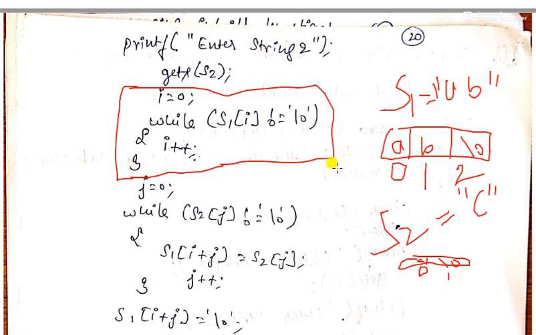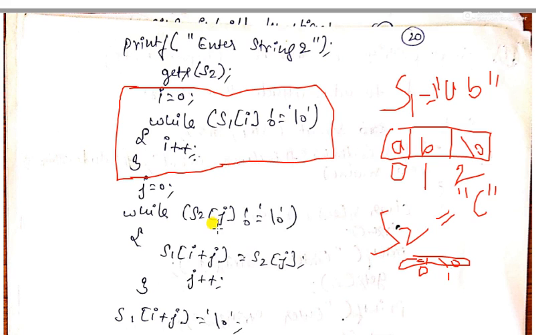First it will be 0, not equal to null character, then the value will be incremented to 1. So s1 of 1 is not equal to null character, and then i is incremented to 2. When it comes to 2, it is equal to null character, the condition fails and it comes out of the loop. Then it enters the next code, and i value stored is 2. Next j is assigned 0.